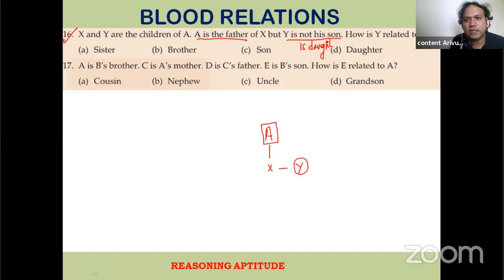Because see, A is the father of both X and Y, because X and Y both are children of A. And if I say A is father of X, okay, fine, but Y is not his son. So since both of them are children and if Y is not the son, that means Y must be daughter. How is Y related to A? The answer will be daughter.